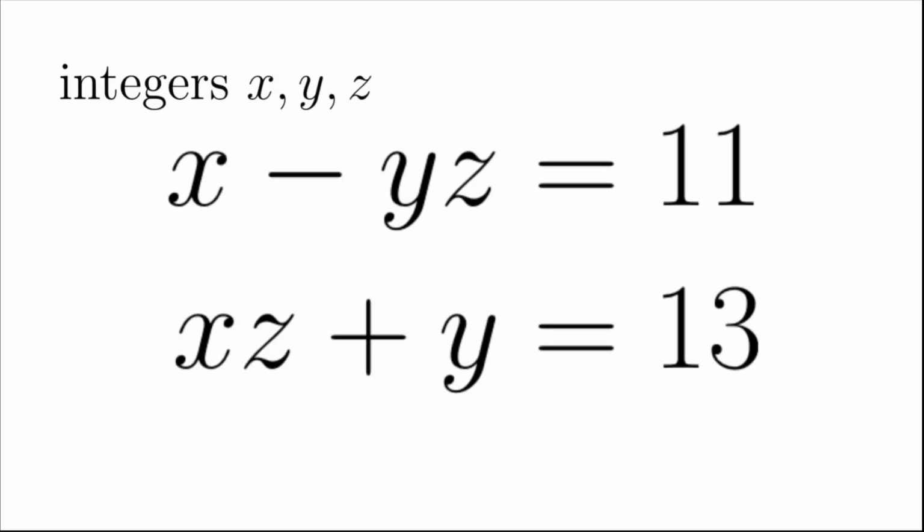In this video, we are going to find integers x, y, and z such that x minus yz equals 11 and xz plus y equals 13.